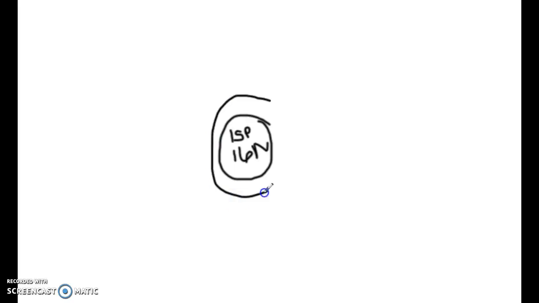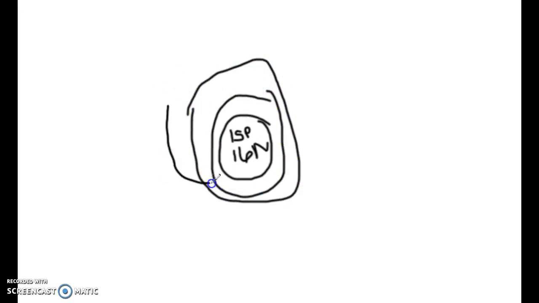Okay, so I'm going to draw the nucleus a little bit bigger, and we're going to say that this one has 1, 2. If I could draw with a mouse, it would be fantastic.